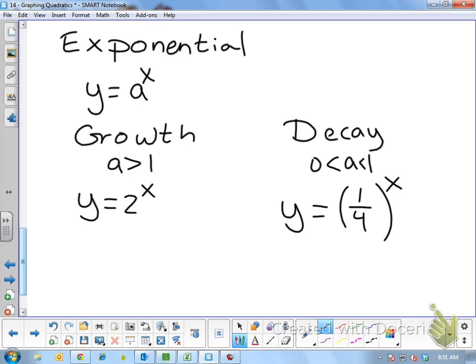Growth, A is bigger than 1. This number we place here is bigger than 1. So 2 or 3 or 3.5, it just has to be bigger than 1. Decay, this number is between 0 and 1. So again, these are just review of something you should have seen last year. We're going to only learn the most basic way to graph it. We're not going to spend a lot of time on this because our focus will be quadratics.